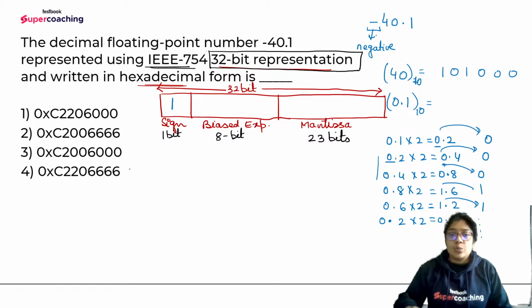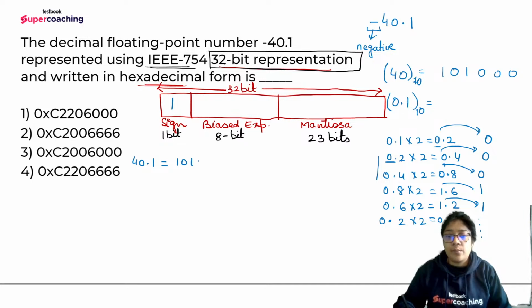So that means we are getting 40.1. 40 का binary है 101000 decimal. Then we are getting 0, 0, 0, 1, 1. Then again we'll be getting 2 zeros. Then we are getting 1 1 and so on.